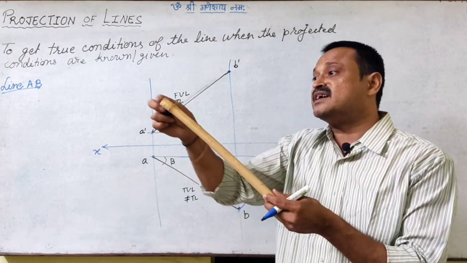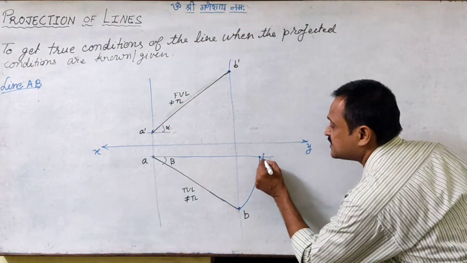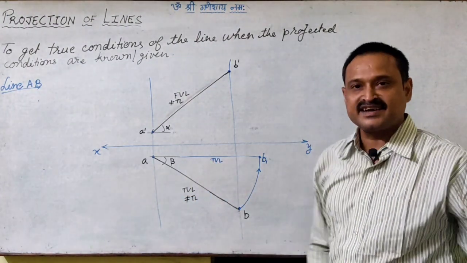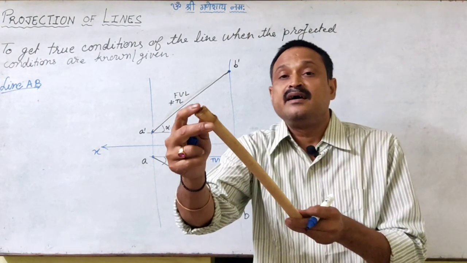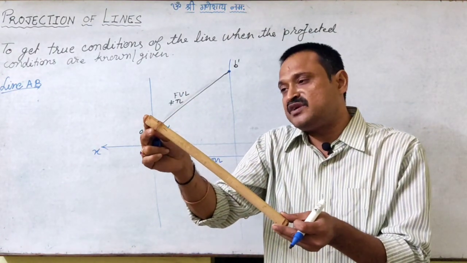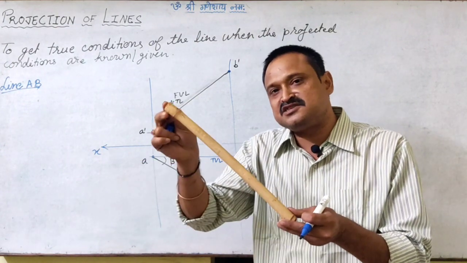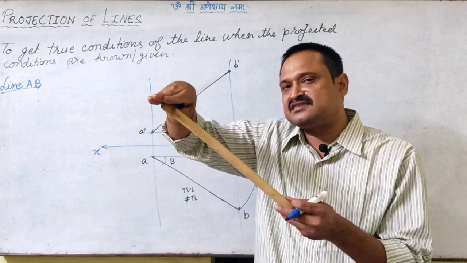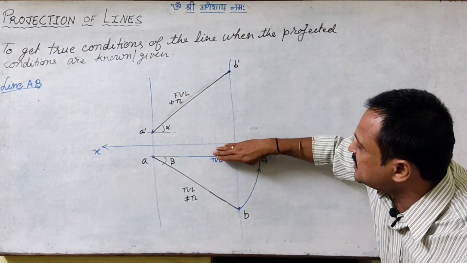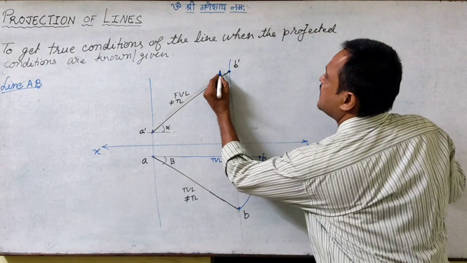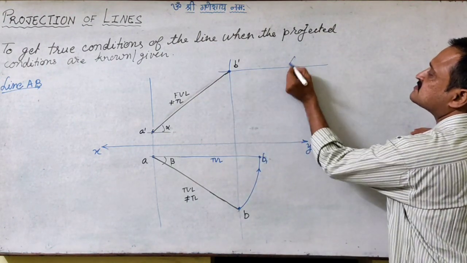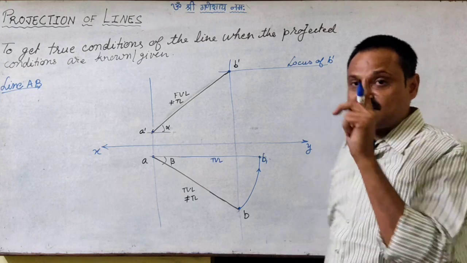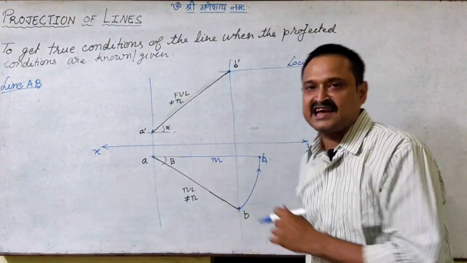So let us say it is a new condition for B. I name this point as B1, where it is the same top view length, right? Now keep another thing in mind. When I am making it parallel to VP, I am not changing its relation with the HP. That means the height of the end A is not going to change. It is going to be at the same height. That means if I draw a line parallel to the XY line passing through B dash, this line will be the locus of B dash. It will be the height of that B dash for any condition of the line.